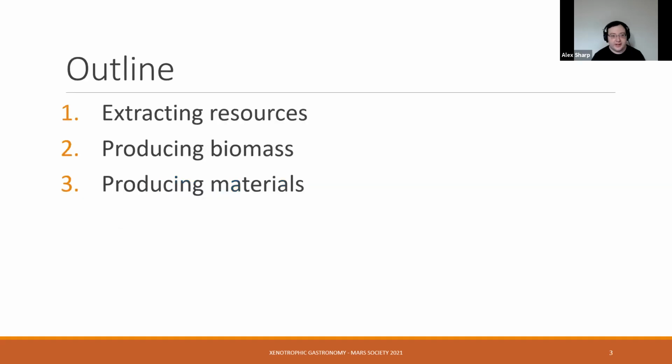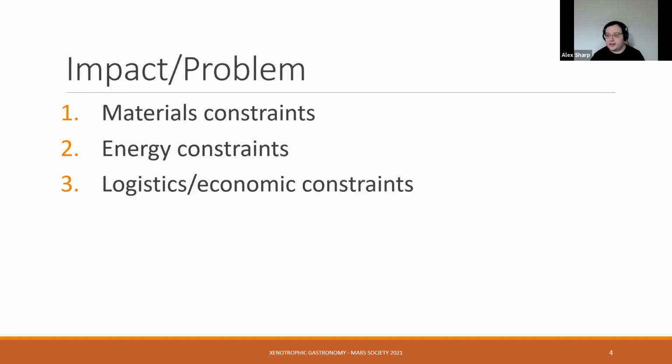So continuing on. The outline of this talk is going to be in three phases. The first phase is on extracting resources from Mars. How do you do that effectively? The second is how do you use those resources to produce biomass? How do you grow things with those resources? And then part three is how do you convert that biomass into useful building materials or other materials such as food?